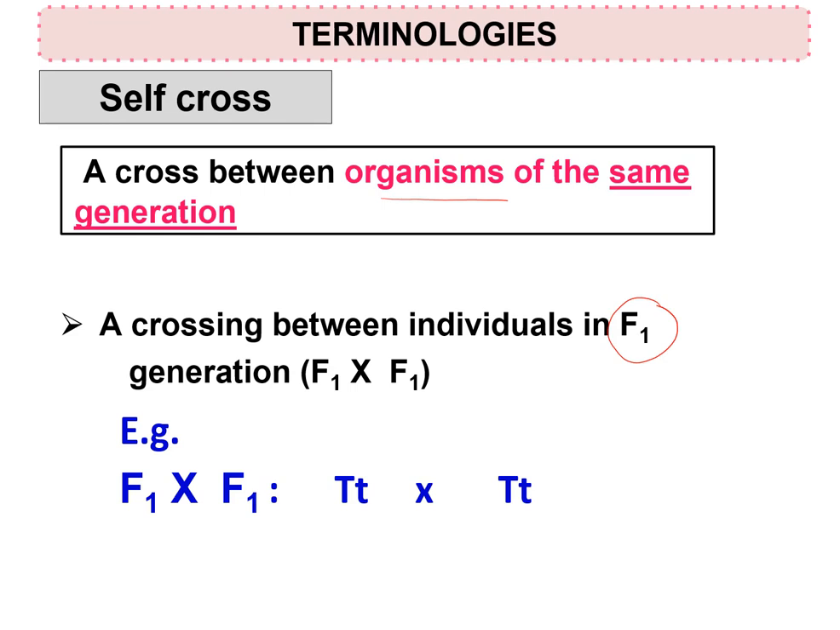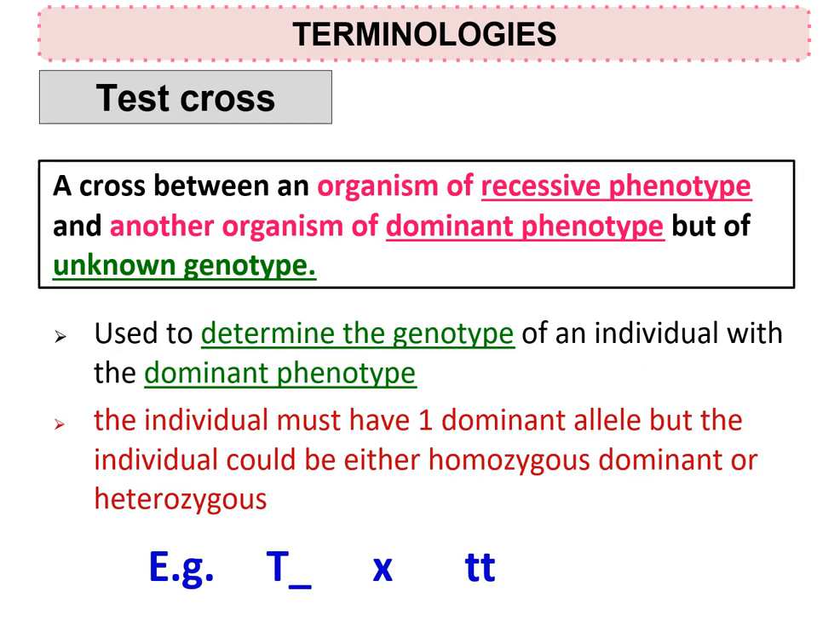Or in between the F1 generation, meaning because in plants, when we cross plants, they do not produce only one plant. There are so many plants. So the crossing is either between the plants of the same generation, the F1, or within the same plant. It is also termed as self-cross.